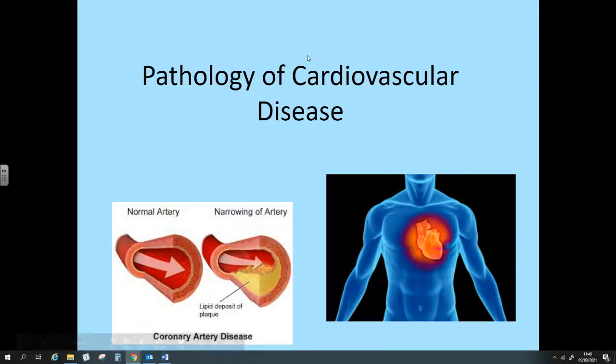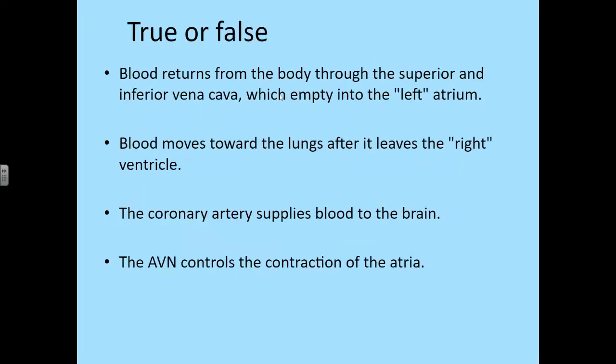In this video, we're going to look at pathology of cardiovascular disease, which is the seventh key area of Unit 2. Specifically, we're going to start by looking at the first sub-key area, which is sub-key area A.